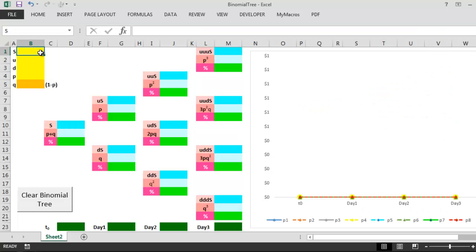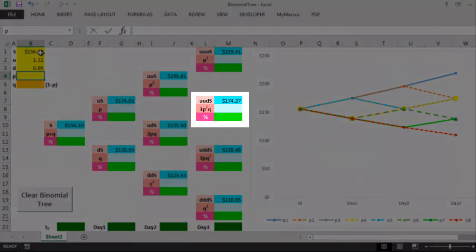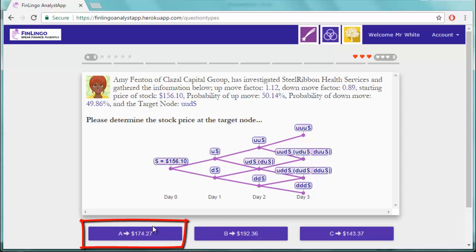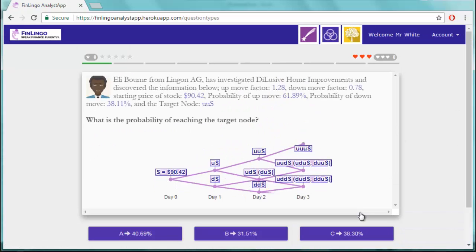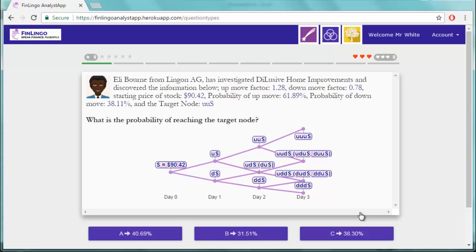Now let's plug those figures into the spreadsheet which mimics the methodology, and let's figure out the answer. Now we can check it on Finlingo to see if we got it right. Fortunately, we did get this one right, but what if the next question that comes up is a probability question? How do we answer this? Well, let's head back to our example to find out how.